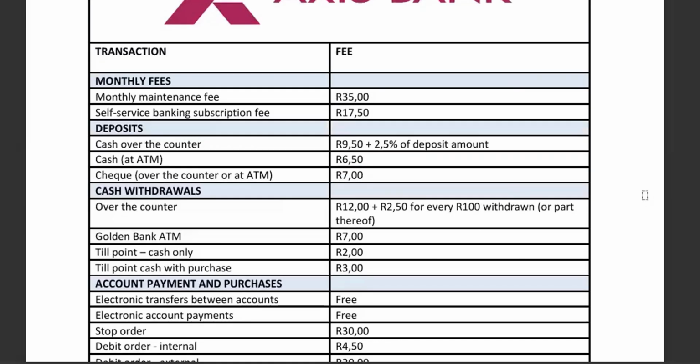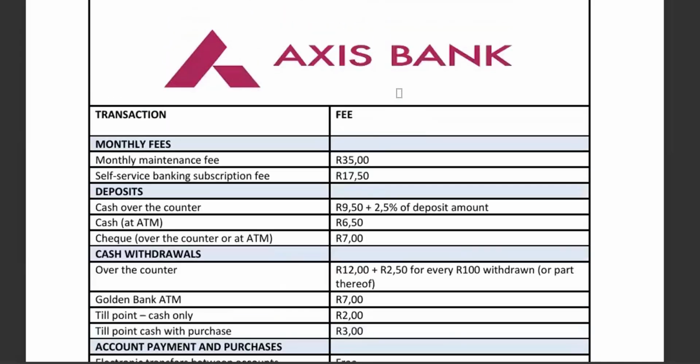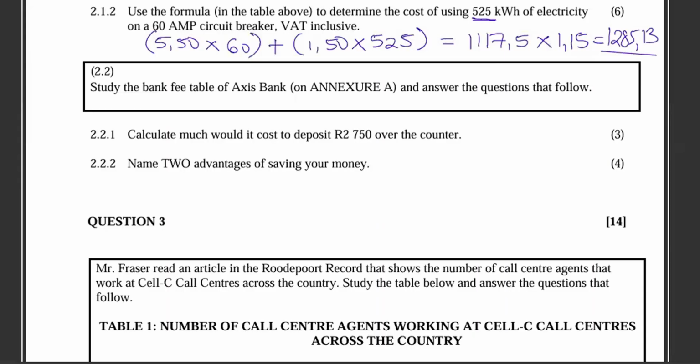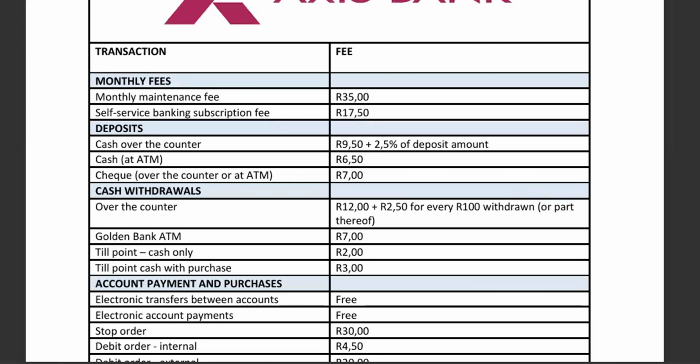This is what we have here, annexure here. Okay, that's the bank we're looking at. Then they're asking us, calculate how much it would cost to deposit 2,750 over the counter. When you come to your annexure, look for deposits, because this is what you're looking at now, deposits. But they told us cash over cash.